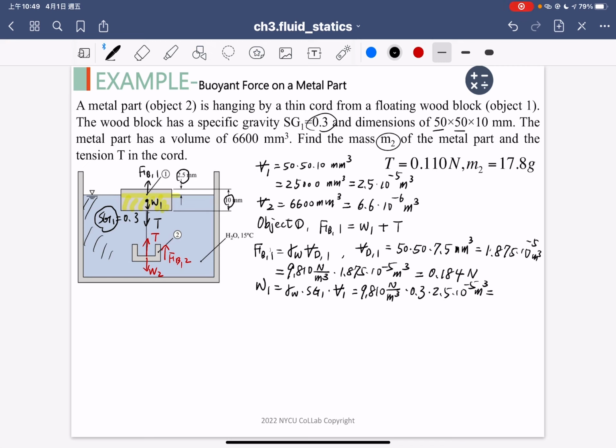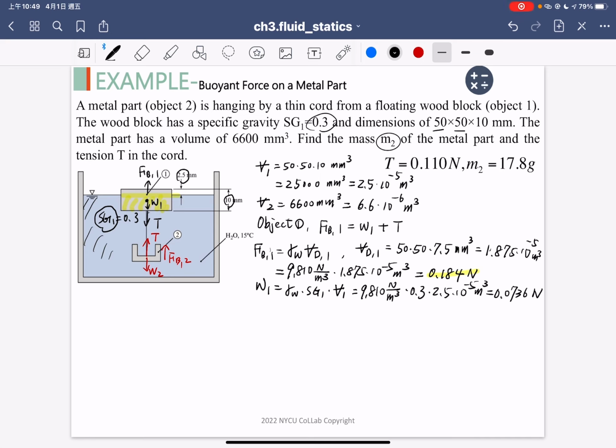Okay, so you can compute the Newton. How large is the Newton here? So 9810 multiply 0.3 multiply 2.5, divided by 10 to the 5 power. So it is equal to 0.0736 Newton. Okay, so we can make the balance so we can compute how large the tension force is.